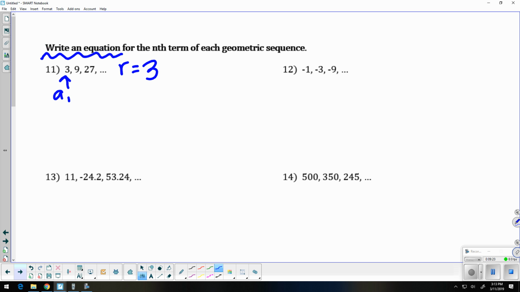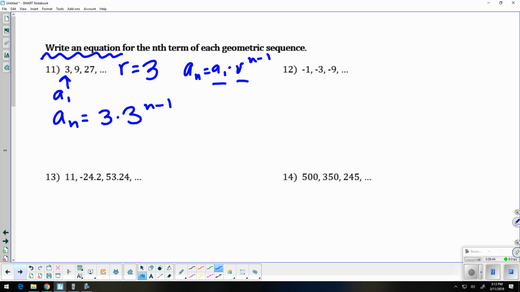So when you plug these 2 items into the formula, let me just write down the formula here. Again, these are the only 2 things we know, a sub 1 and r. That's it. We don't know a sub n, we don't know n. So when I plug those 2 in to find any term, we're doing a sub 1 times r to the n minus 1. And you're done. That's it.